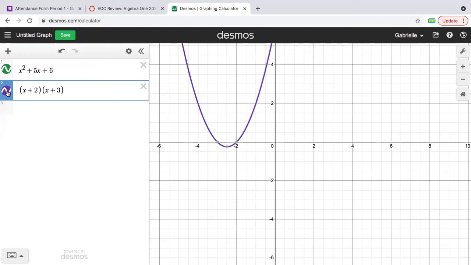Remember to graph. If anything asks you for the x-intercept, the y-intercept, the zero, the horizontal asymptote, the domain and range, graph it on Desmos. I'm trying to think of anything else that can be done on Desmos off the top of my head.